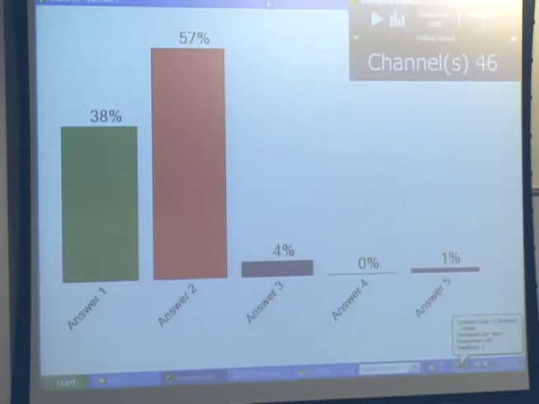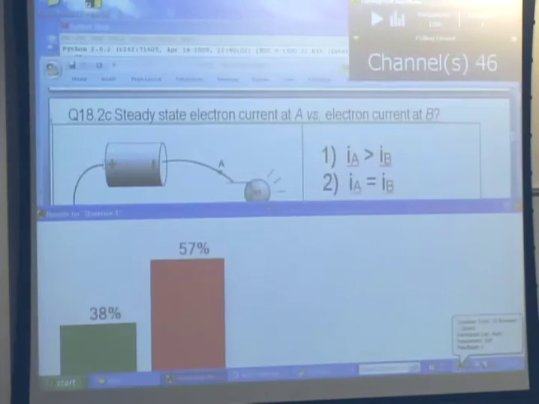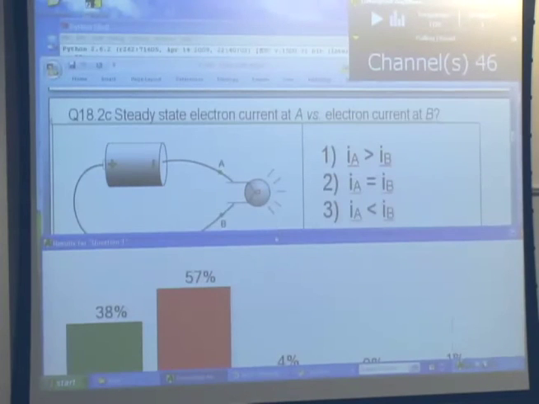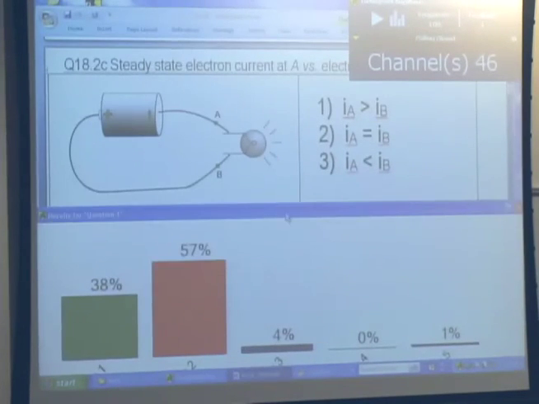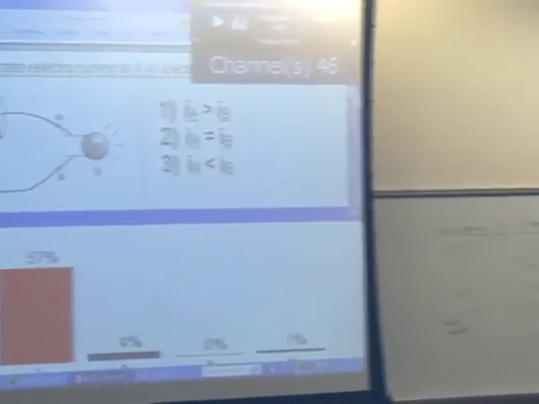And we have some disagreement. We have a little over half of us saying that the two currents are equal. Some of us are saying that, well, the light bulb's bright, right? So clearly you've got to have more current at A than at B, because somehow that current's being used up to give off the light.